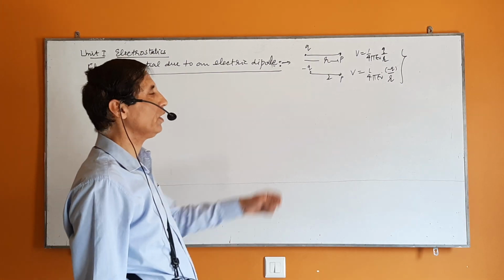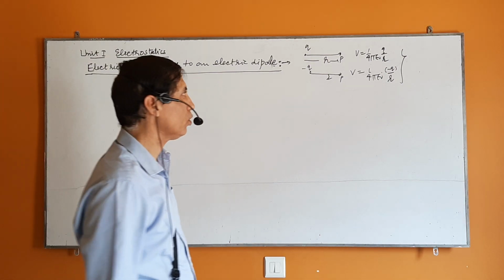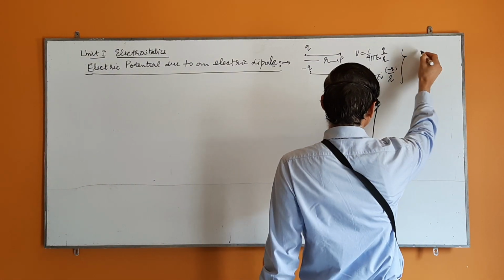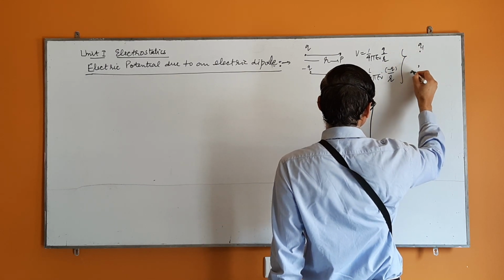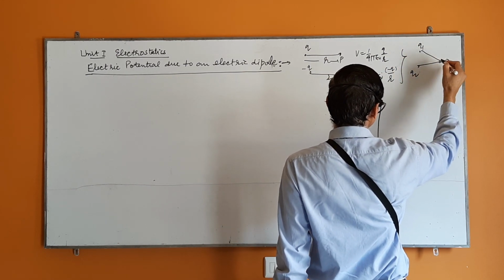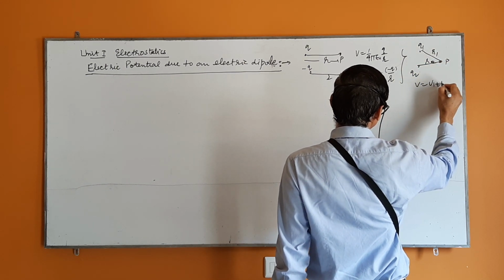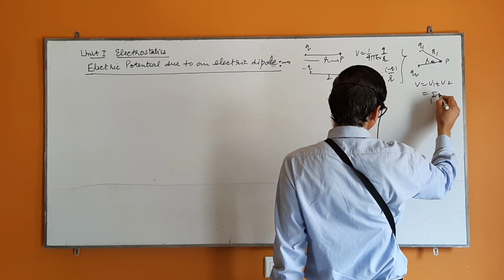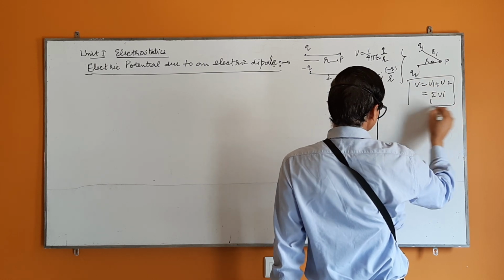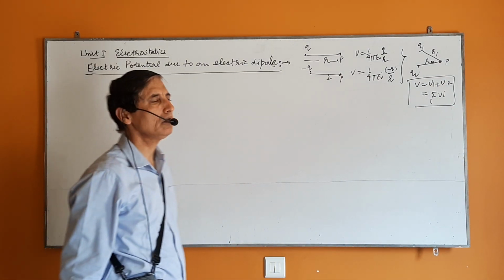What can we do if we have more than one charge? Suppose you have a number of charges. This is q1, suppose this is q2, and you want to calculate at this point. Suppose this is r1, this is r2. Then V is equal to V1 plus V2, or summation of Vi. This means it is the algebraic sum of the potentials.